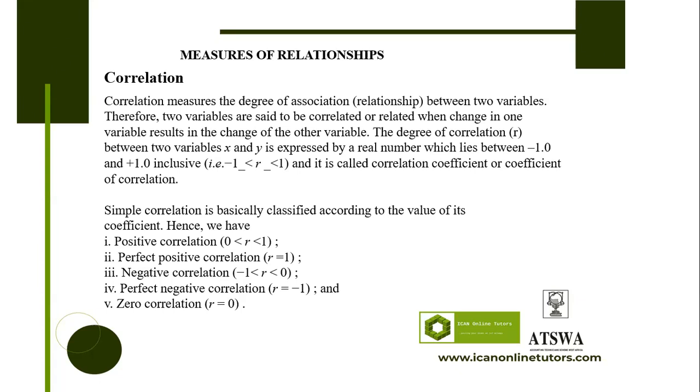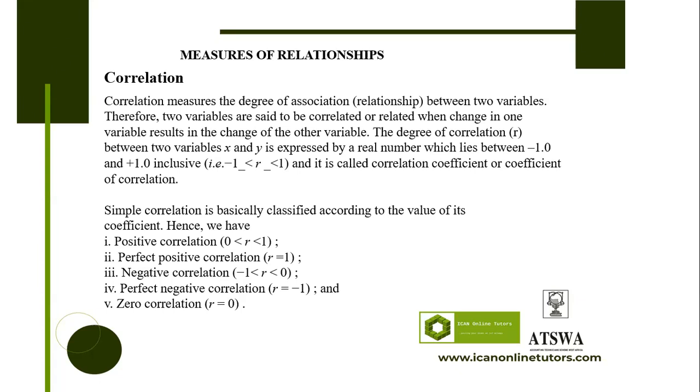Another one is perfect positive correlation. When we talk about perfect positive correlation, r equals 1. The first one I talked about, positive correlation, is between 0 and 1, while this second one, perfect, is just 1. Hope you are taking note of all this.